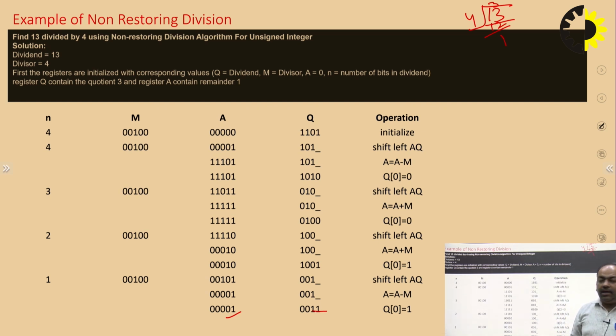So in this way, we do not restore any value as we have seen in restoring division, but we do division of unsigned integers, and it can be of any decimal number.